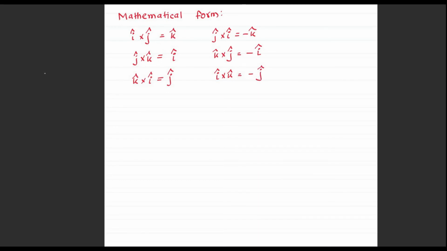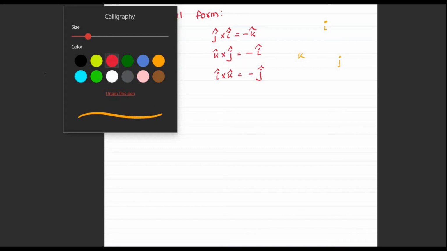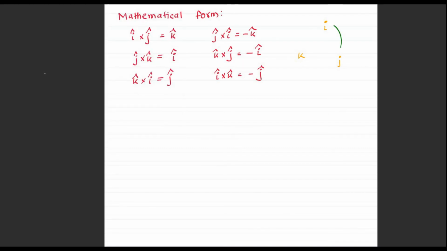Correct? And if you want to remember this, you simply form a cycle like this. You can then say, please pay attention here, I cross J is K, J cross K is I. So in cyclic order you will get the results. Okay? और अगर रिवर्स आएंगे तो वो नेगेटिव साइकिल होगा.